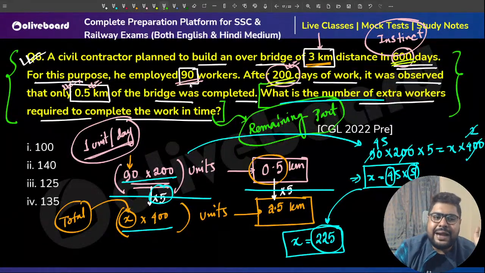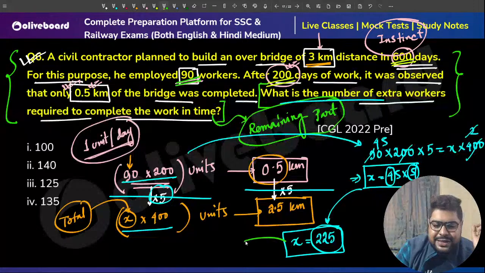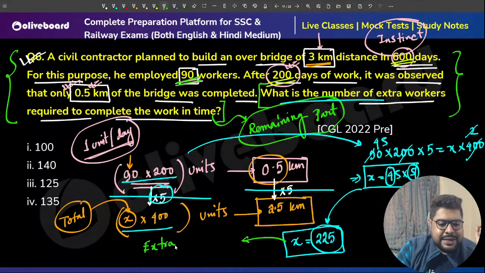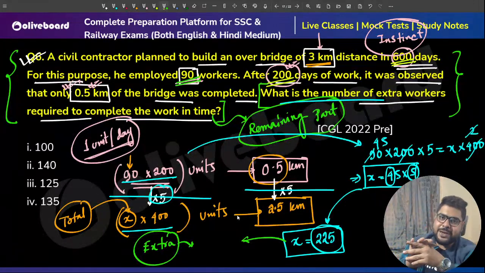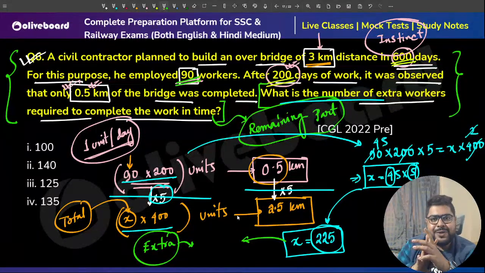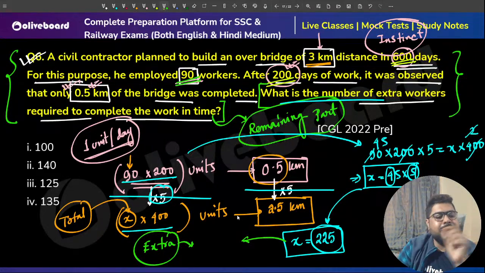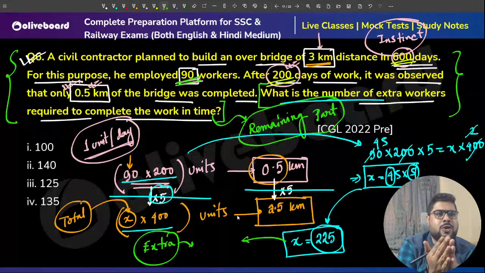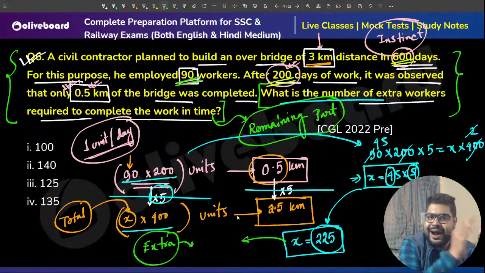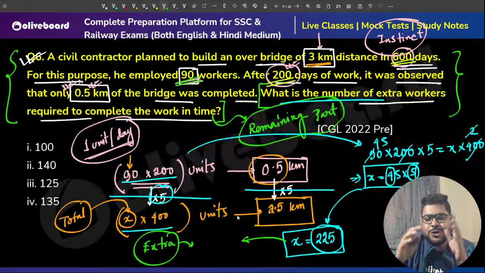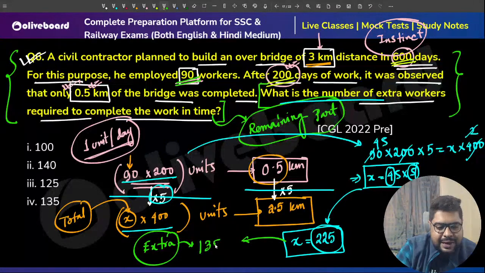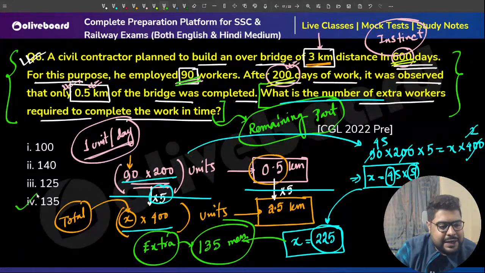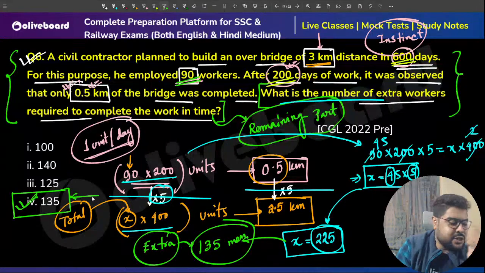But out of them, 90 workers are already employed. So how many extra members does he need to employ? So 225 minus 90. Now how do you do it? Please understand. 225 minus 100 is how much? 125. So for 90, I need to add 10, because I went 100 behind, so I'll go 10 forward. 225 minus 100 is 125. Plus 10 is 135. So extra will be 135. So that is option number 4.